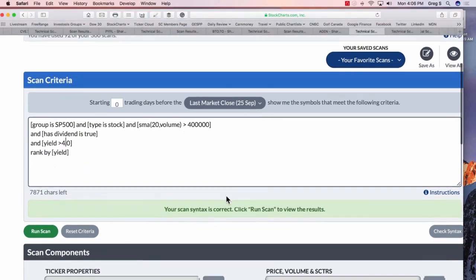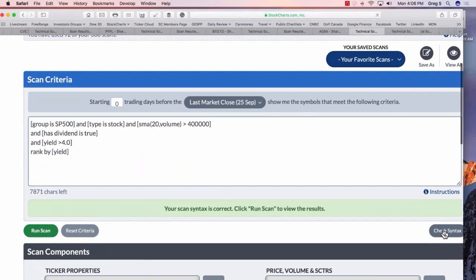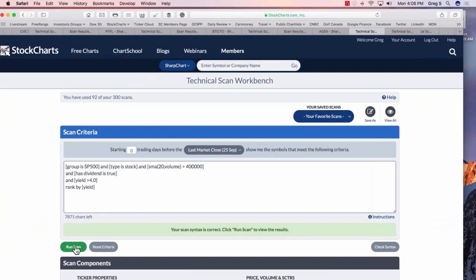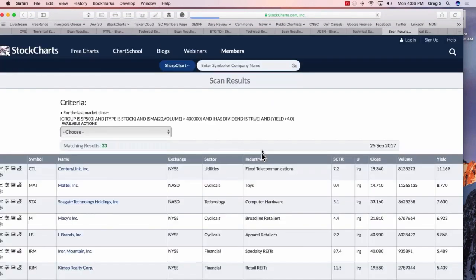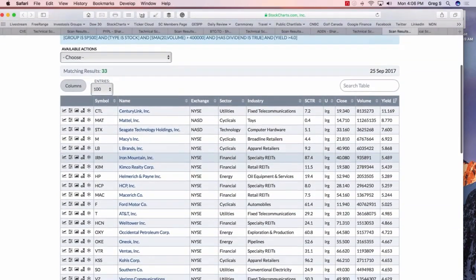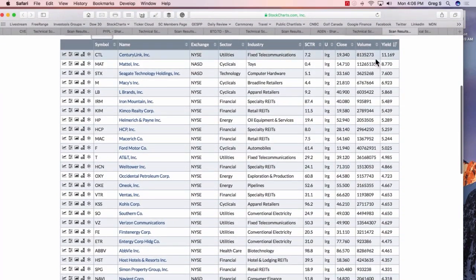So this is going to pop up a scan. Let's just check my syntax and make sure I haven't made any typing errors. So it says everything is going to run fine, and we're going to run the scan. Again, it comes in on a separate tab, and so we get something. Now on this page, again, it marks the word yield over here.